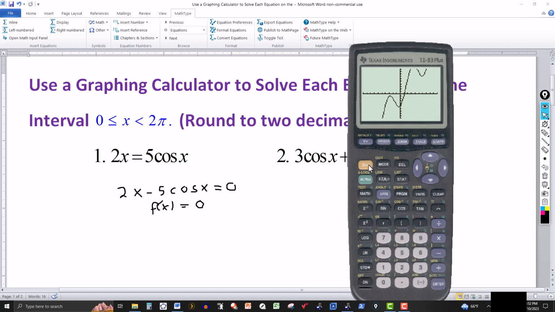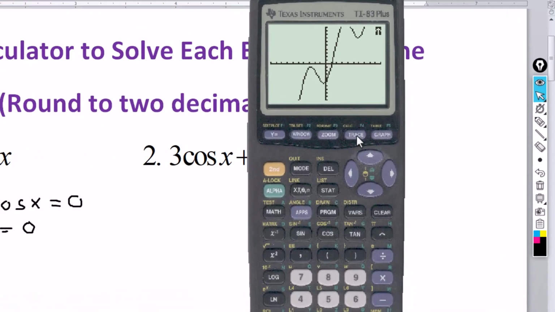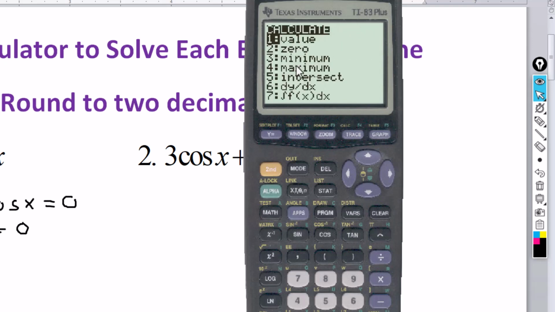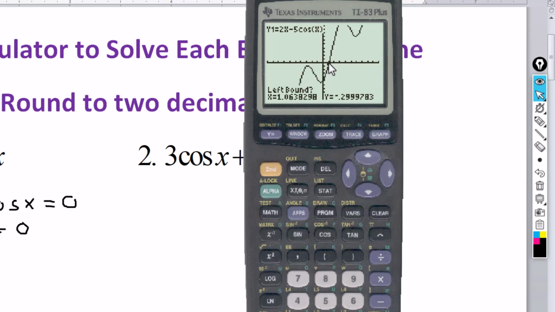So we go to second, and then hit your trace key here. We're accessing the calculate menu, that's this menu right here. And we're going to use the zero function, so hit 2, and that's the first zero right there. You can see that's where it crosses the x-axis. You want that little cursor to the left of that point. As long as it's to the left, it doesn't have to be right on it. And then we hit enter.